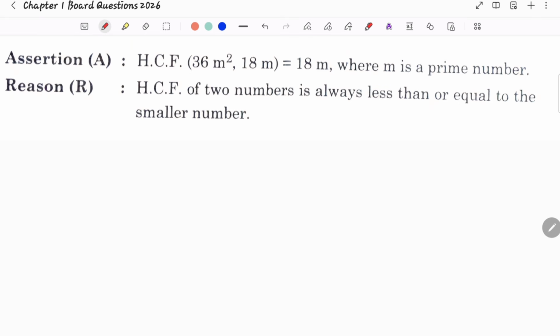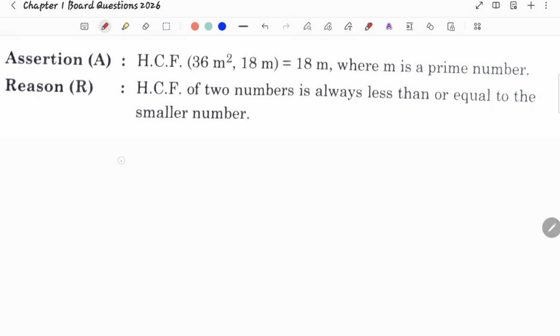Now next assertion reason question. The assertion statement is HCF of 36 into m square and 18 into m is equal to 18m, where m is a prime number. So this is a given statement. So two numbers given, 36m square and 18m. So HCF of these two is 18m is given, where m is a prime number.